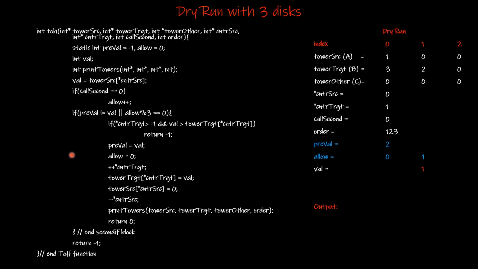So we come to this statement. That is evaluated: pre-value is assigned the value of val, that is set to 1, allow is set to 0, that becomes 0. Counter target is incremented by 1, so counter target becomes 2. The value assigned to this tower target at counter target becomes 1. Counter source is decremented by 1, and therefore it becomes -1. Print tower is called, and the values are printed.